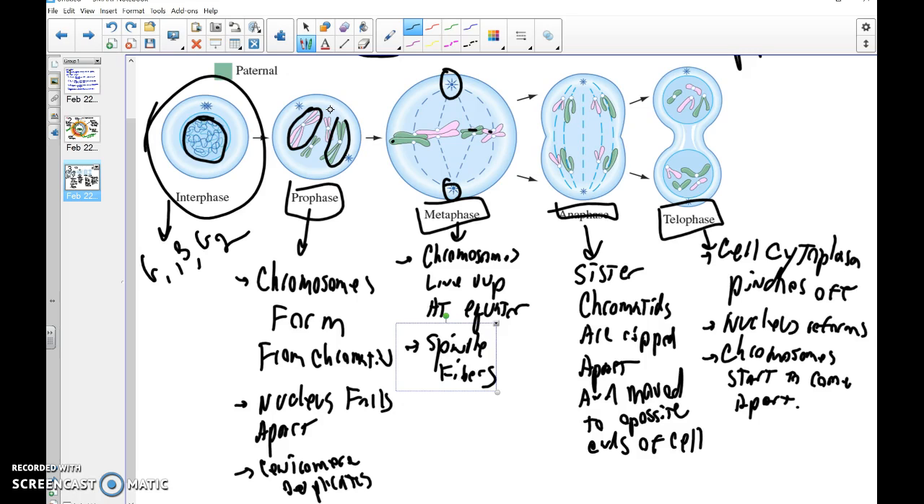And then from anaphase, we enter telophase, where the nucleus starts to reform around the chromosomes as they pull apart, and the cytoskeleton, actually, right here, starts to pinch off the cytoplasm into 2 separate cells. And then from here, each of those cells will enter G1, and the cycle will repeat. All right. Those are the basics of cell division.